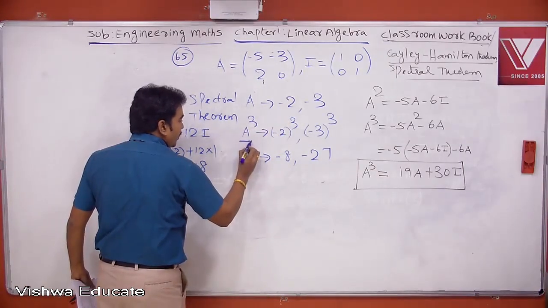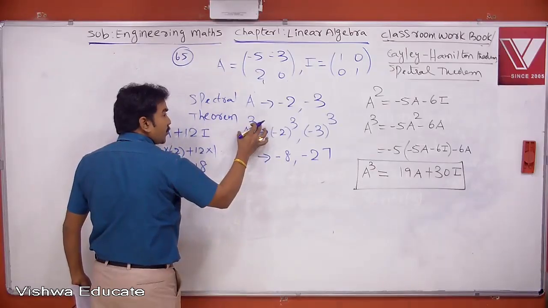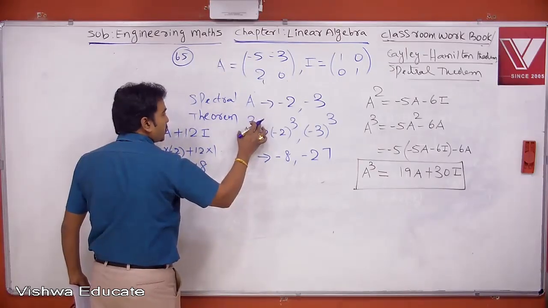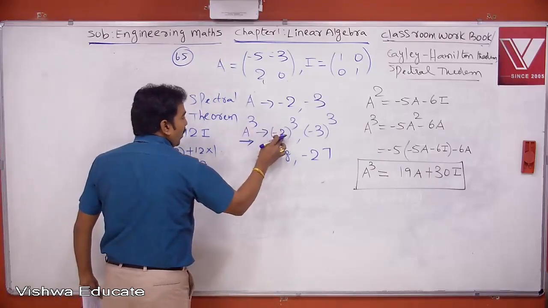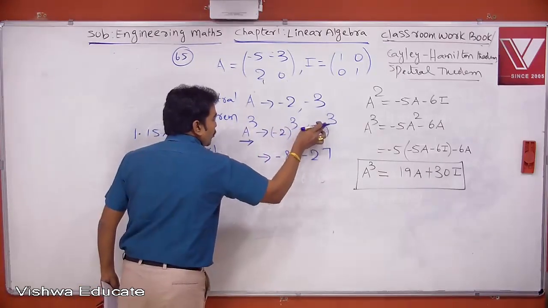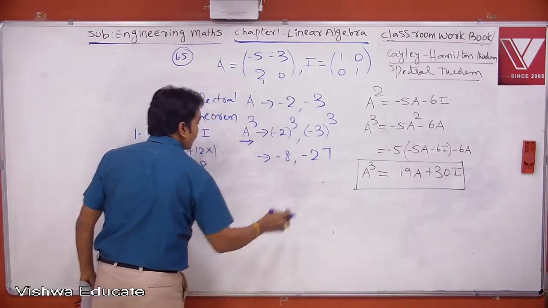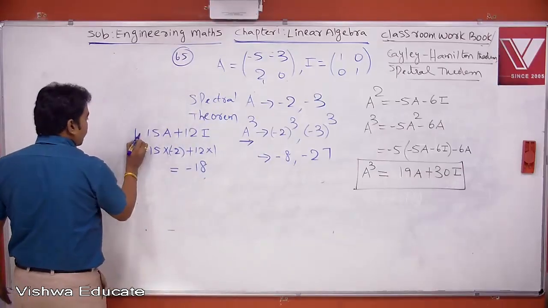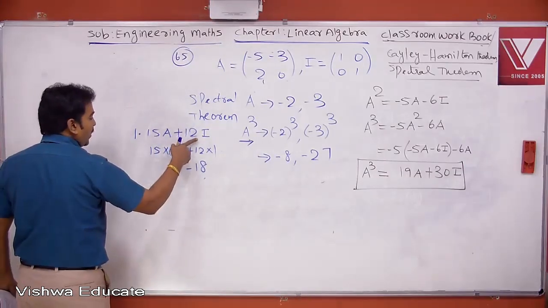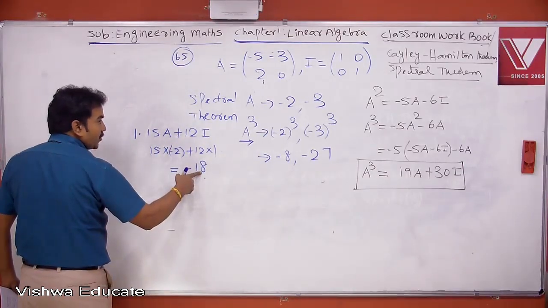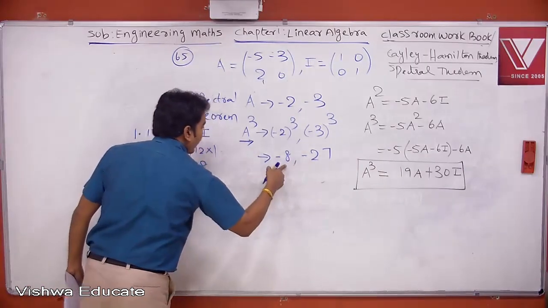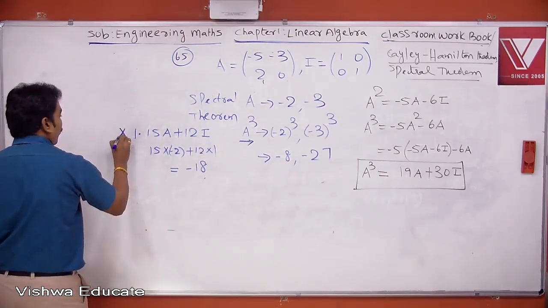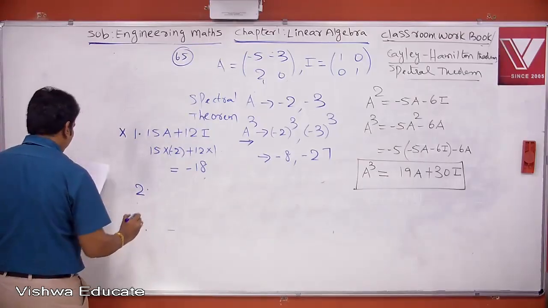We want A cube. So let us find the eigenvalues of A cube and then verify the options by using the spectral theorem. The eigenvalues of A cube are (-2) whole cube and (-3) whole cube. They are -8 and -27. Now for the first option, 15A plus 12I, one of the eigenvalues is -18. But -18 is not an eigenvalue of A cube. So eliminate option 1.